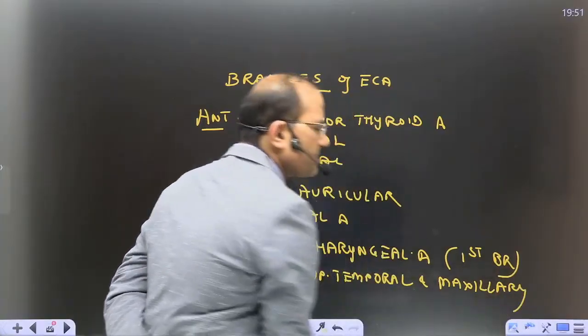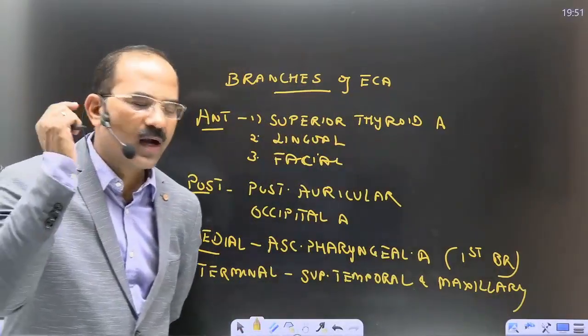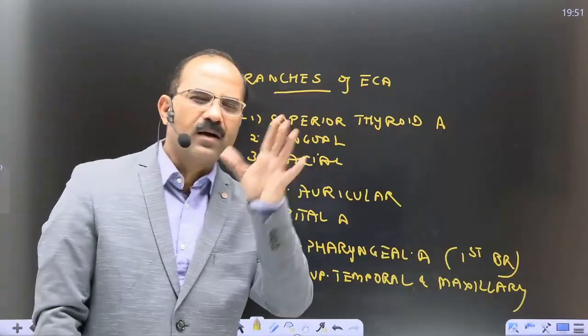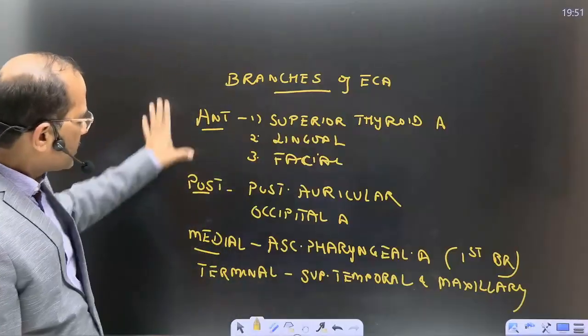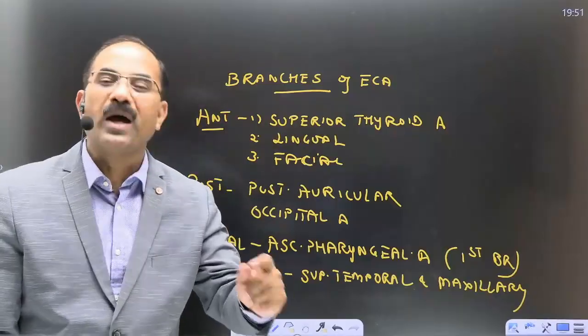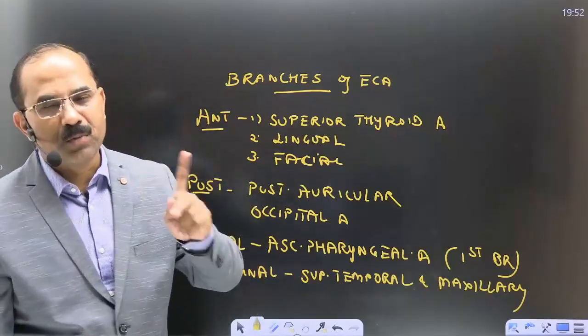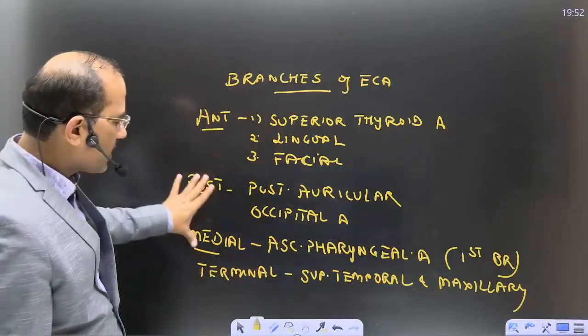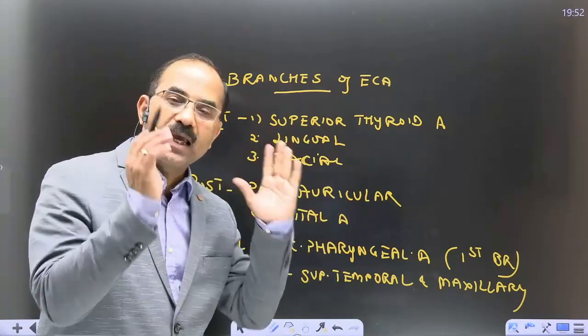Maxillary artery. This maxillary artery enters the infratemporal fossa, that we'll see later in the other lectures, right? So these are the branches of external carotid. The terminal branches are given within the parotid gland. That's the superficial temporal and the maxillary artery, right? So these are the main contents of the carotid triangle.